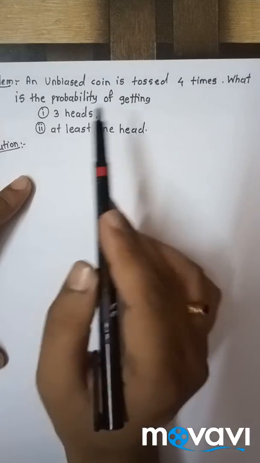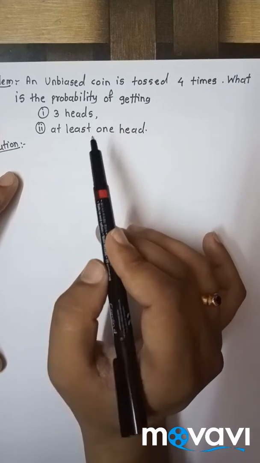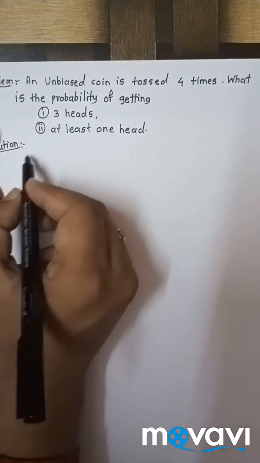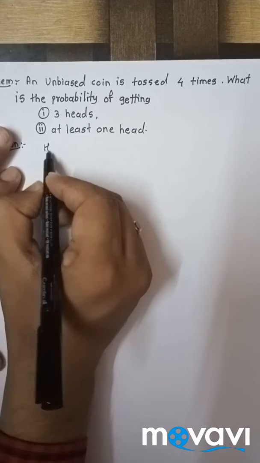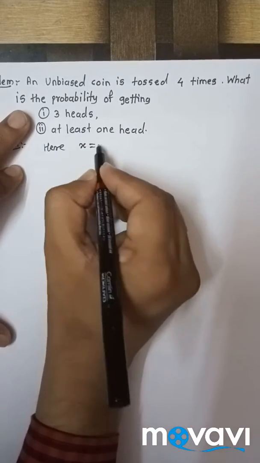An unbiased coin is tossed 4 times. What is the probability of getting 3 heads? Second, at least 1 head. Solution. Here x is the number of heads.